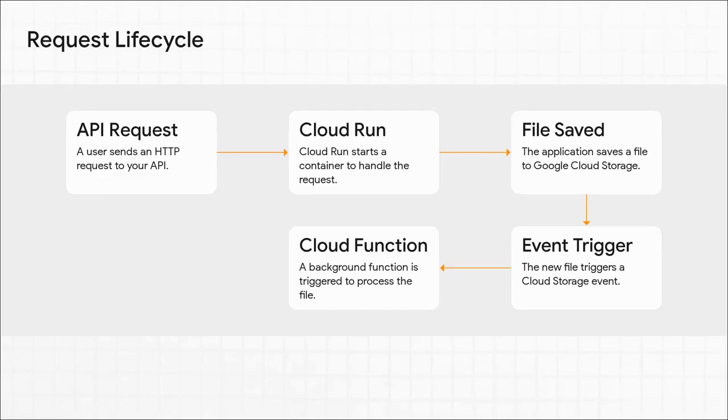Okay, so picture this. A user hits your API. Cloud Run, which has been totally asleep, wakes up in milliseconds to serve that request. Let's say your API's job is to generate a report and save it. So it drops that finished file into a Google Cloud Storage bucket. Now, the moment that file lands, it sends out a little signal, an event.